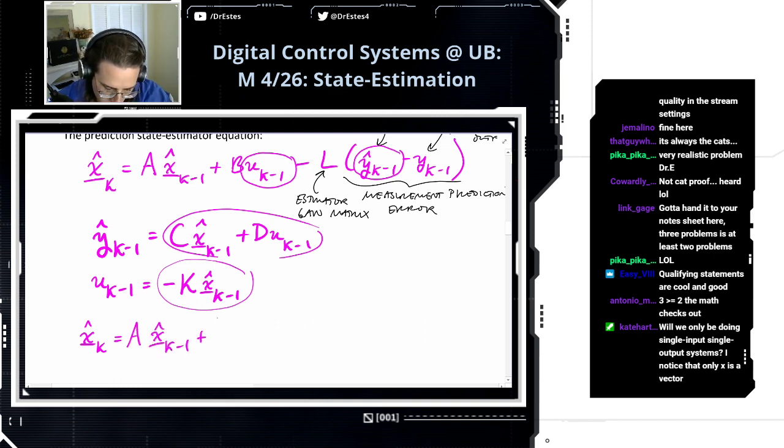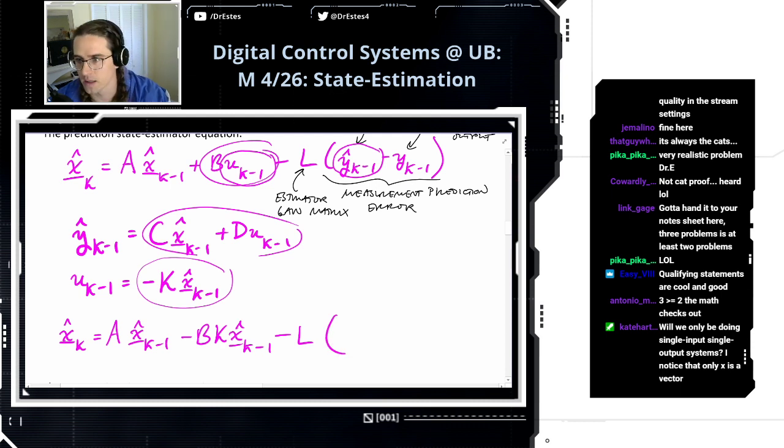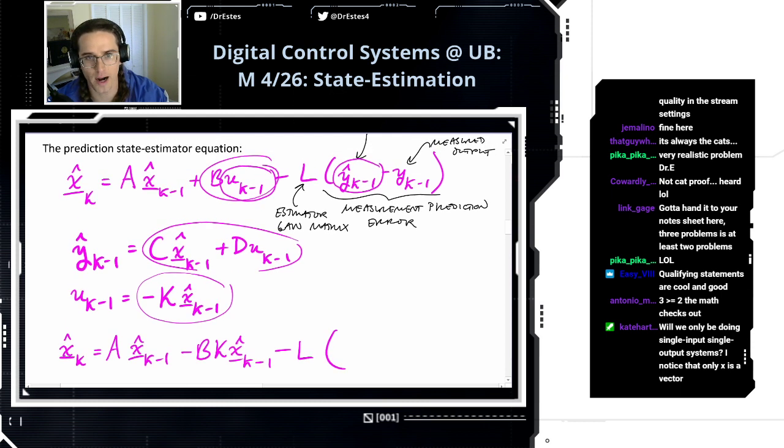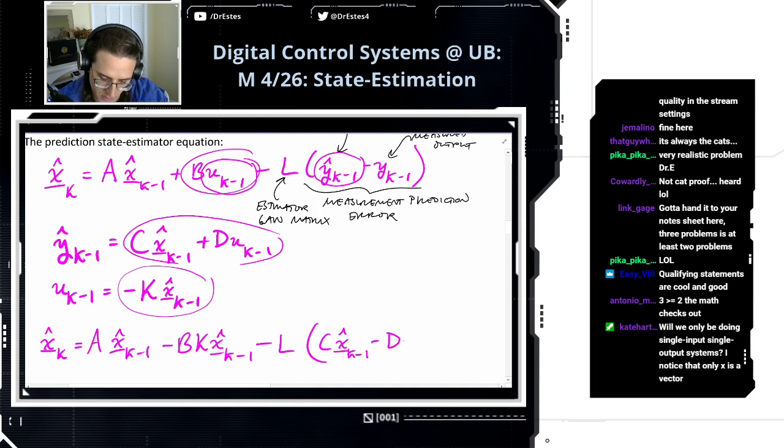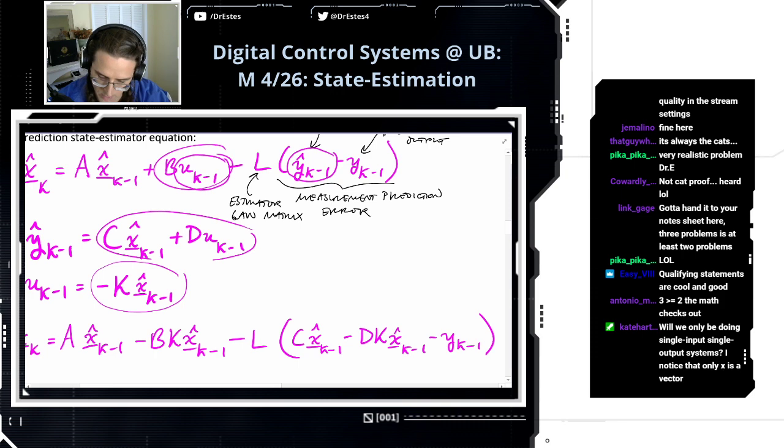So I'm working on this equation up here. I know that this is going to be minus B times K times x at k minus 1. And then we have this L part, and we're going to put in our estimated output, y hat. So that's going to be C times x hat at k minus 1, plus D times u, but u is equal to minus K times x. So I'm going to make that substitution right here. So now I'm going to have D times K, x at k minus 1, and then minus y at k minus 1.